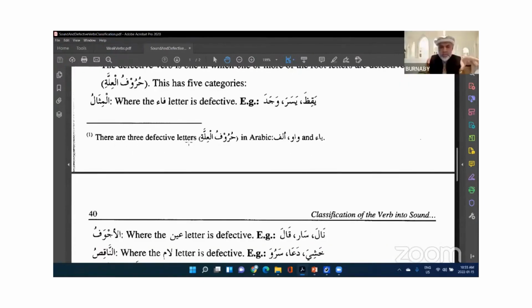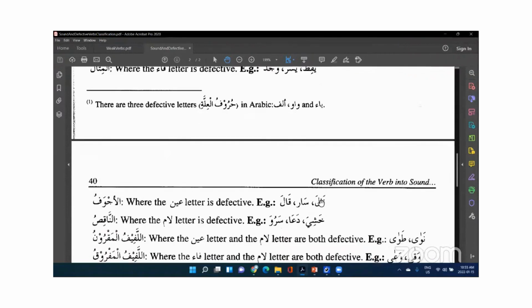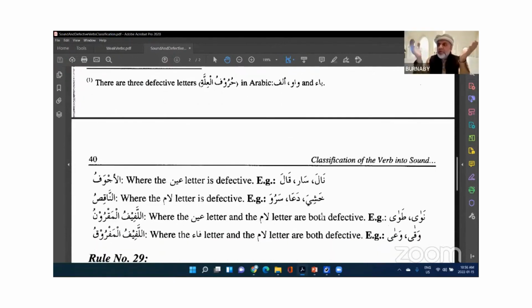There are three defective letters, huruf illa, in Arabic: ya, waw, and alif. Have I been telling you that? Yes. Okay, now look at this. Nala, sara, qala. Do you see the alif in the ain position? So it is ajwaf. What is the name for the ain defective? Ajwaf, right?